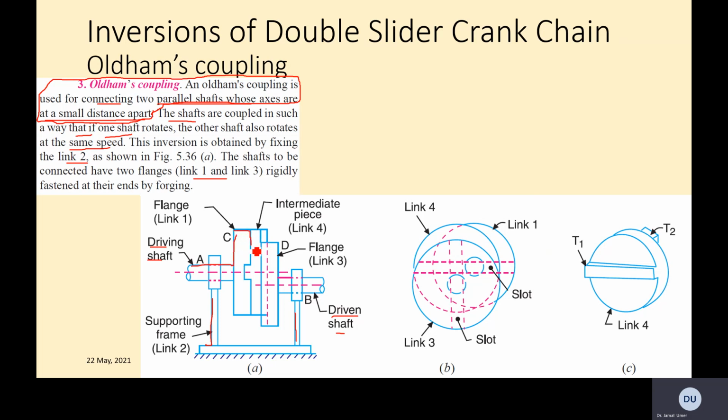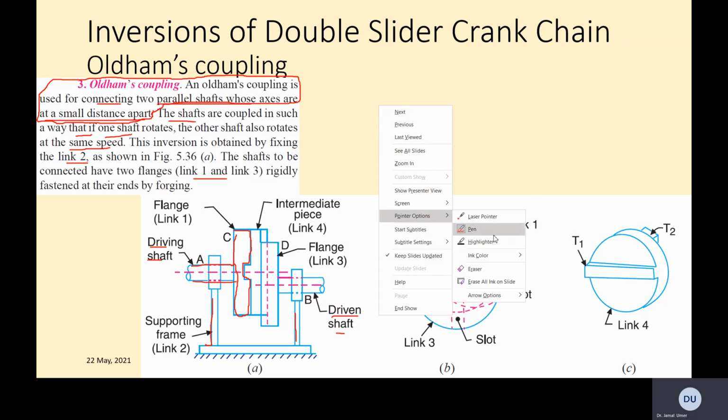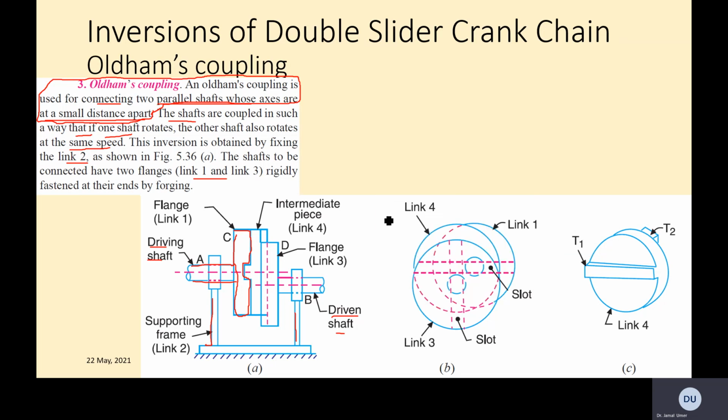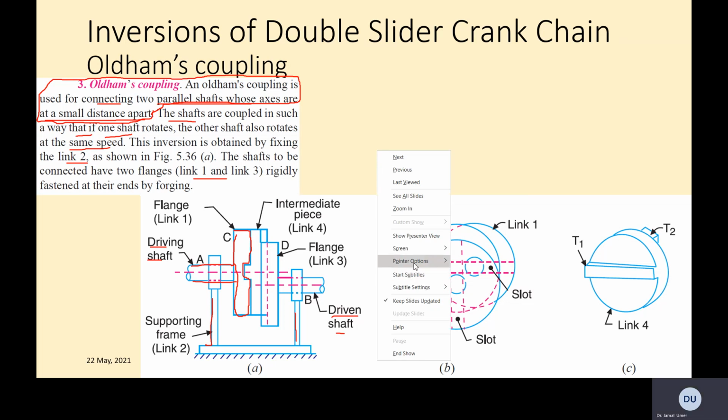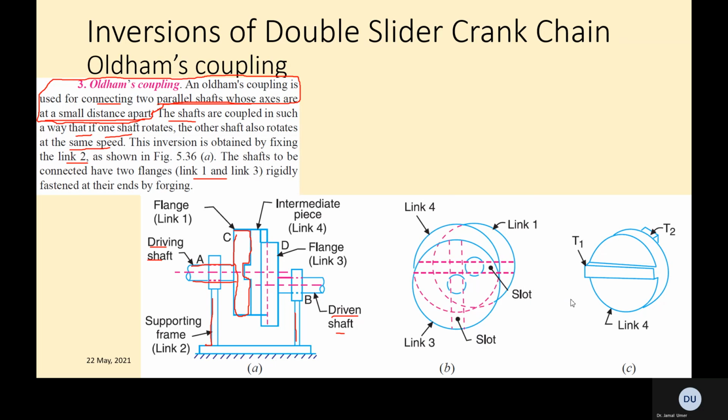So this has a flange. So this is one of the flanges, which is connected to the driver. Now we got another flange. So we got driver, which has this flange basically. Sorry, driven. So driven has this flange, which is connected with the shaft rigidly.